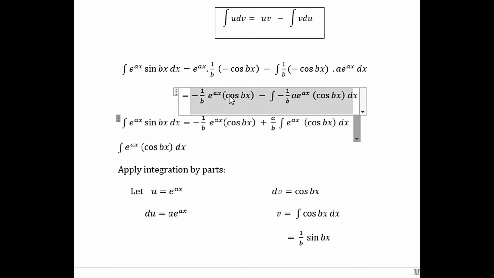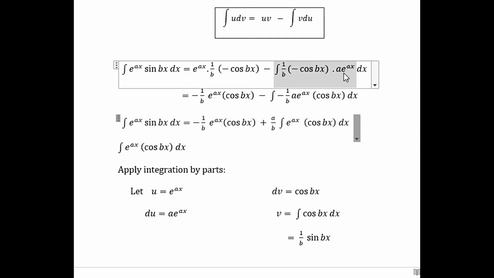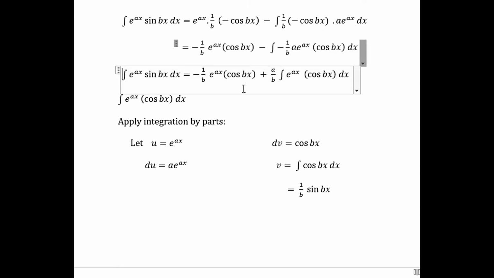This is just, we put this constant and this negative up front, and also this constant we put it up front, so we can integrate e to the ax sin bx dx equals negative 1 over b e to the ax cos bx plus, because negative with negative, so plus a over b, which we get from this 1 over b multiplied with a, and we put out front and let this be like this.